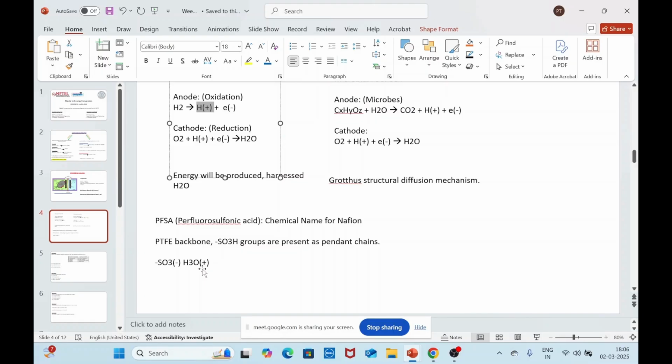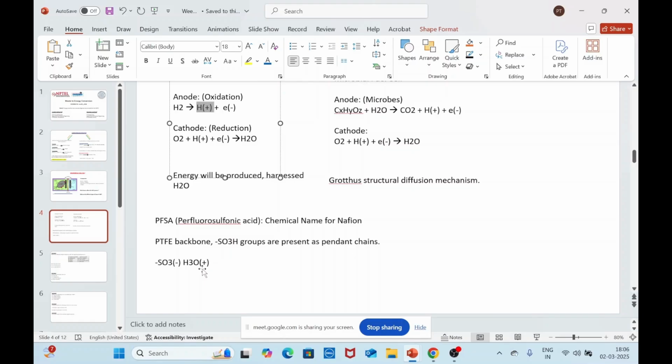So it's that the H plus ions are going to travel across the membrane. So it's like a hopping mechanism. One H plus ion comes, it displaces the other H plus ions from its side and occupies its space. That displaced H plus ion goes to another SO3H group, displaces that H plus ion from there and occupies that space.